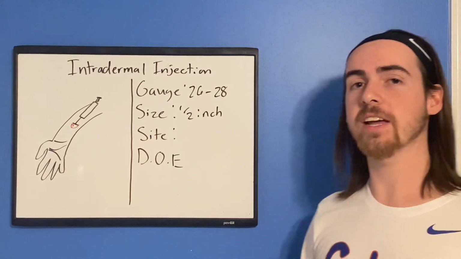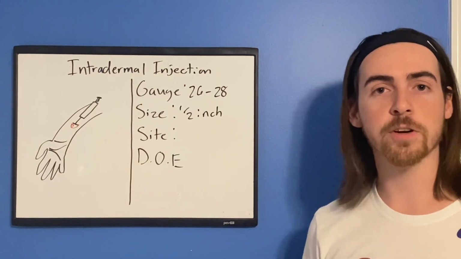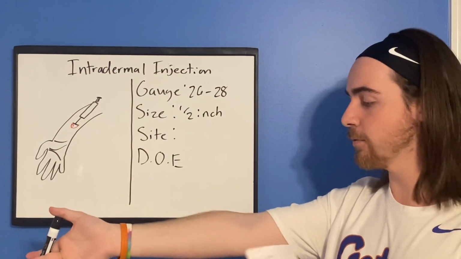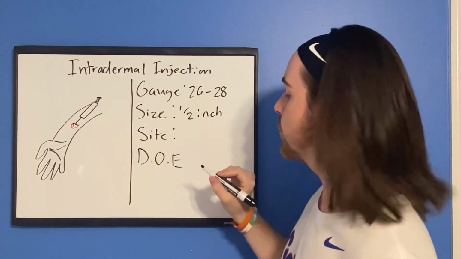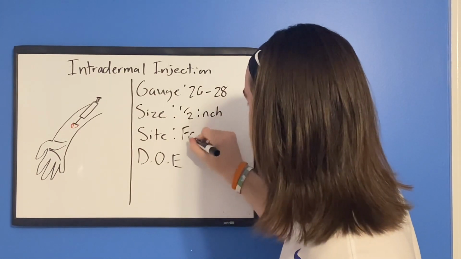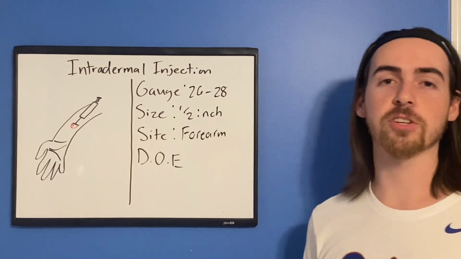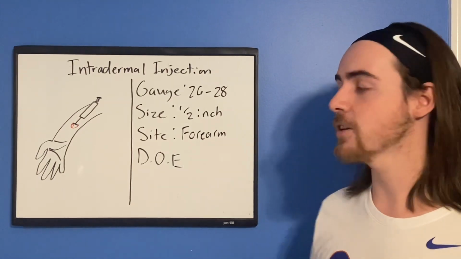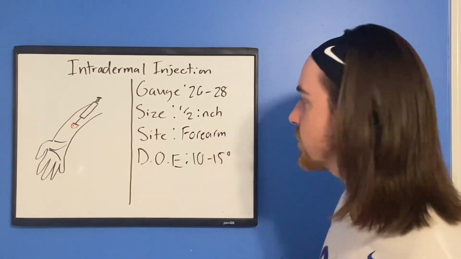The preferred entry site, as I've attempted to illustrate here, is the anterior forearm. Anterior, if you remember medical terminology, is going to be the front-facing side of the forearm, so it's going to be in this area. So we're going to say our preferred site is the forearm. And the entry degree is particularly shallow, more than any other type of injection. You're only going to be going about 10 to 15 degrees laterally. So that is 10 to 15 degrees.